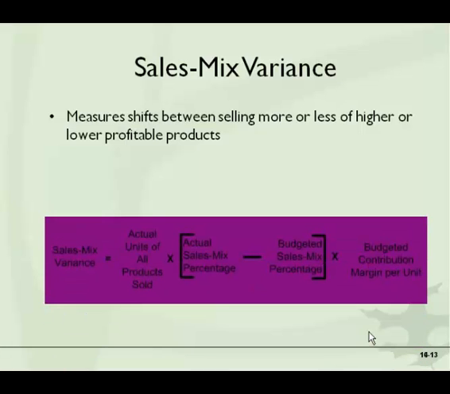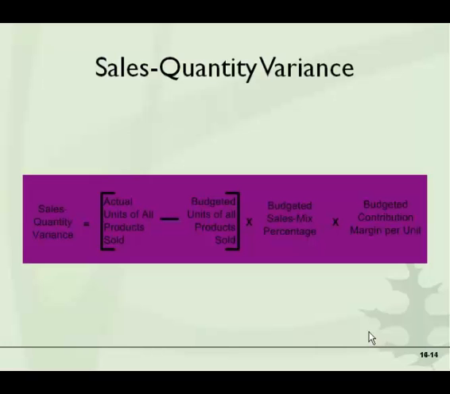Now this is a little bit hard to see, but the sales mix variance is solved by taking the actual units of all products sold times the actual sales mix percentage minus the budgeted sales mix percentage times the budgeted contribution margin per unit. So we're looking at, if you will, the relative impact of one item in regards to the whole group of items we anticipated selling. The sales quantity variance is equal to the actual units of all products sold minus the budgeted units of all products sold times the budgeted sales mix percentage times the budgeted contribution margin per unit.